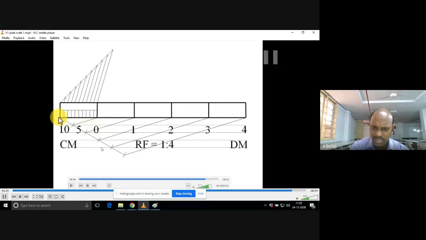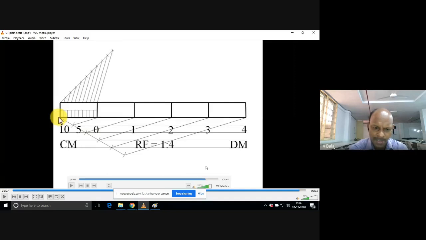But this scale is capable of measuring only up to 5 decimeters. Within 5 decimeters, you can mark any distance. Beyond 5 decimeters, if I ask you to mark 6.7, it is not possible. Okay, it is not possible. So that is the maximum length. With the help of this particular scale, we can measure a maximum length of 5 decimeters only.